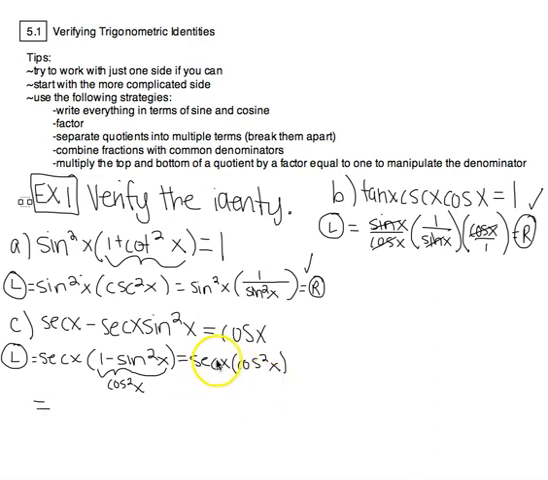Then I use the first strategy again. Secant x is 1 over the cosine of x. So then I have 1 over cosine x times cosine squared x. Remember, if no denominator is written, it's understood to be a 1. And so what happens then is this cosine cancels one of the cosines in the numerator. So it's no longer squared, it's just plain cosine x. So I have cosine x in the numerator, I have 1 in the denominator, which does give me cosine x, which is equal to the right side. And so we're finished.